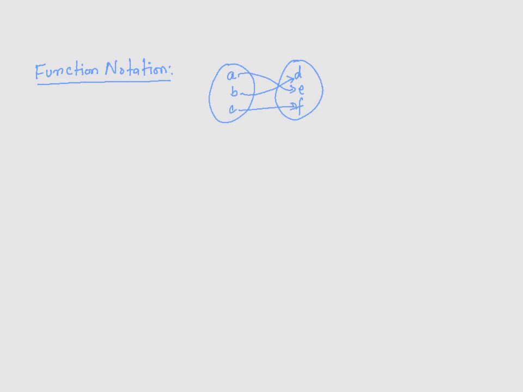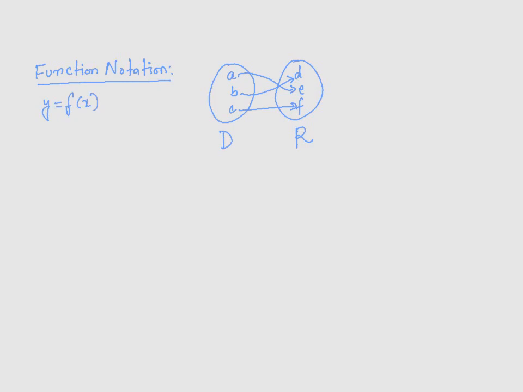F. Once again, the rule is that a function is a mapping between two sets where each item in the first set is mapped to only one item in the second. And the first set, by the way, we call the domain, and the second set we call the range. And the standard notation for a function is that y is equal to f of x.